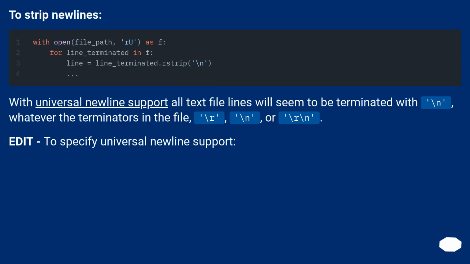To strip new lines. With universal newline support, all text file lines will seem to be terminated with \n, whatever the terminators in the file, \r, \n, or \r\n. Edit, to specify universal newline support.